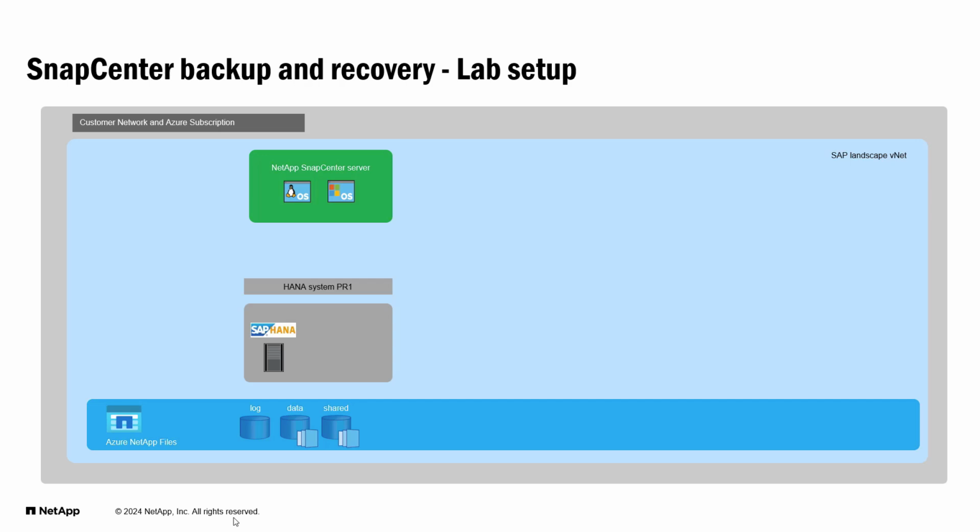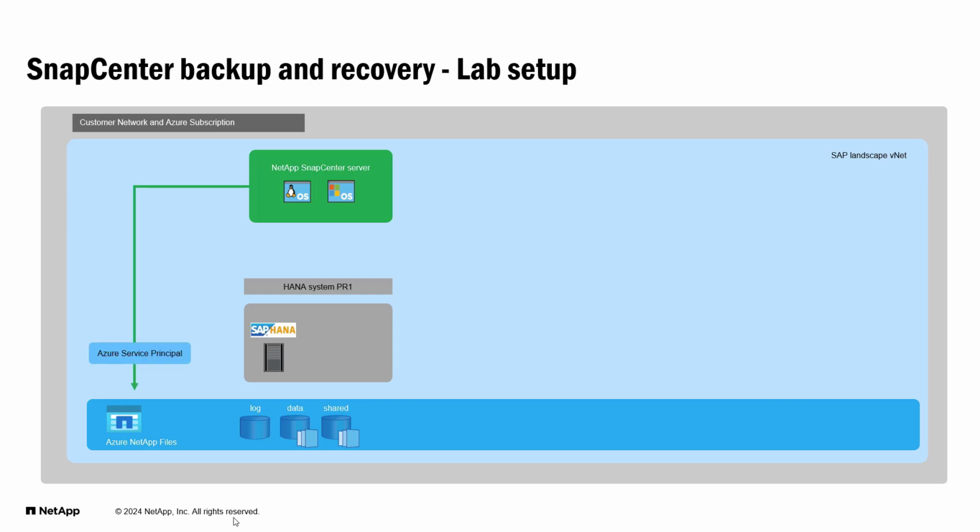Before we jump into the demo, I want to briefly describe the environment that we are using for the demo. SnapCenter is a software provided by NetApp and needs to be installed either on a Windows or Linux host. Supported Linux distributions are SUSE Linux Enterprise Server and Red Hat Enterprise Linux. In our lab environment, we have set up an SAP HANA single host system PR1 using Azure NetApp Files for the data, log and shared volumes.